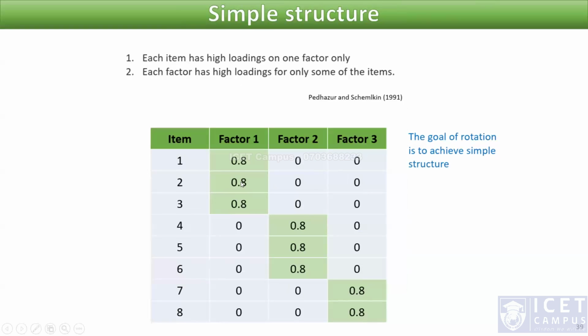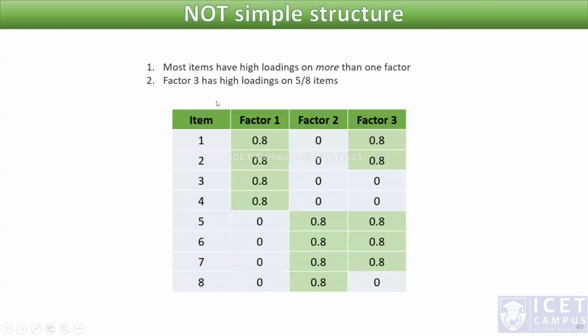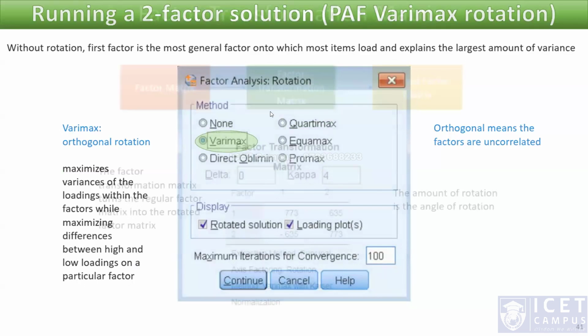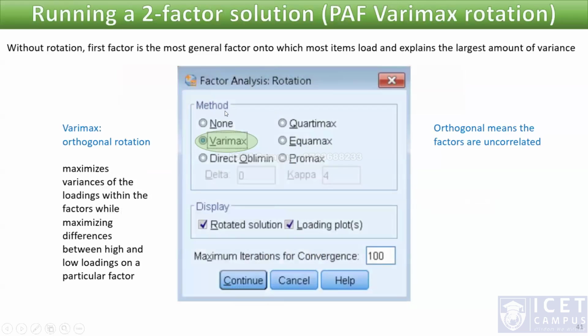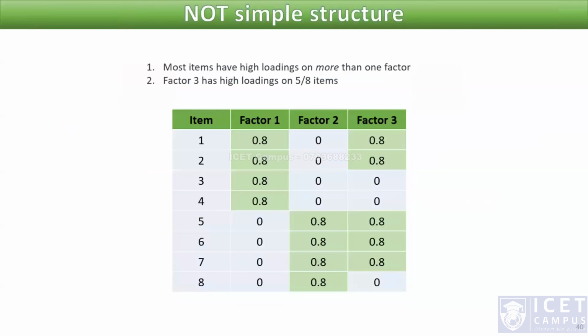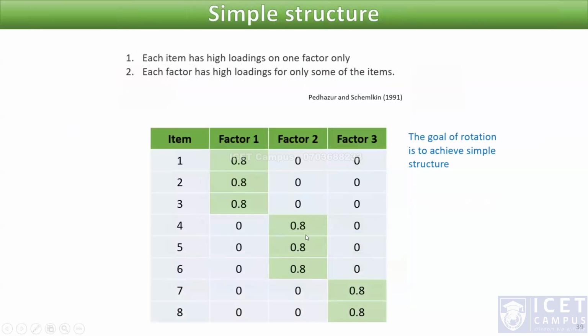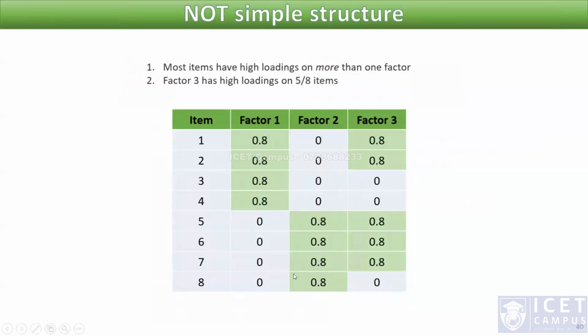So this is a simple structure because it has only three factors, but this is not a very simple structure. Most items have high loadings on more than one factor. Factor three has high loadings here. In that case we have to use these rotation methods, right? Without rotation, the first factor is the most general, onto which most items load and which explains the largest amount of variance. If it is like this, there is no need to use rotation methods, but otherwise we need to go for these rotation methods to extract the factors from the given question.